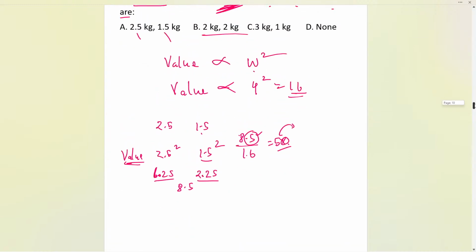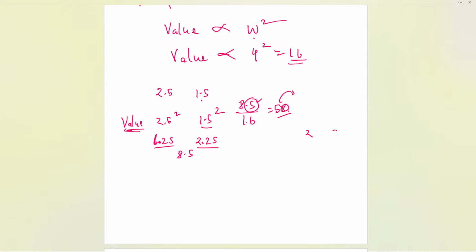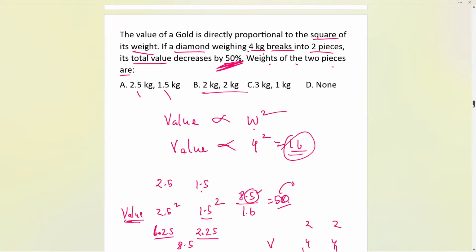For B option, it will be 2 kg, 2 kg. Now the value will be what? 4, 4, so overall it is 8. 8 divided by the total, the total value was 16. Now multiply with 100. Now it is coming out to be 50%. 8 times 2 is 16, and 2 times 100 by 2 is 50%. So the second option is correct. I hope everybody was clear with this part, and B is the answer.